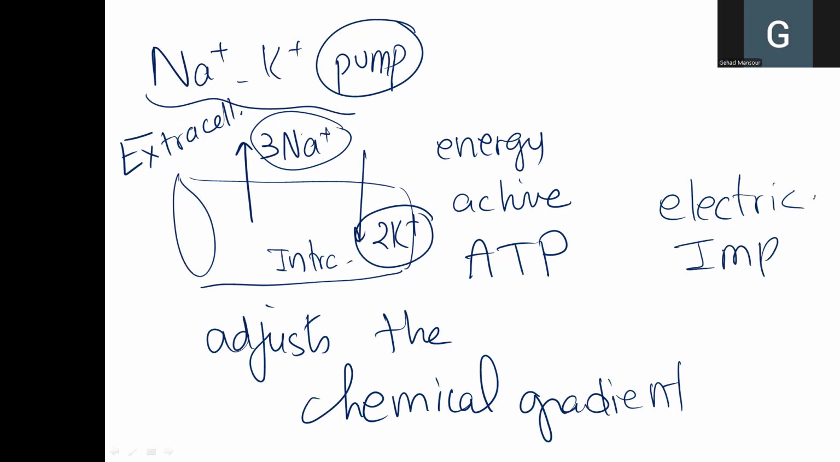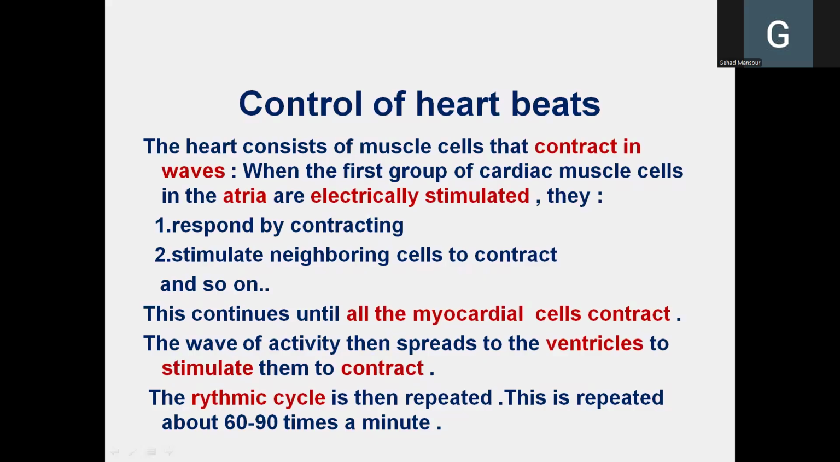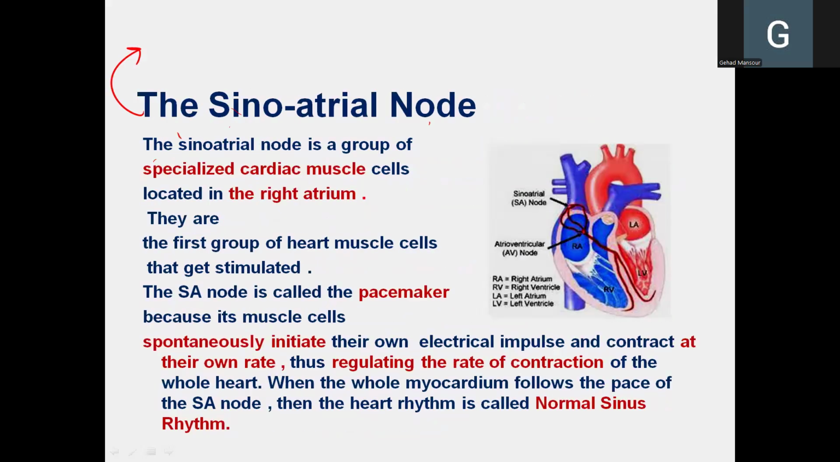What is specific about the SA node and specific about the AV node is that all this can occur spontaneously without arrival of an electric impulse. And that's why we say that their membrane is unstable, because the sodium channels open spontaneously without any external stimulation.